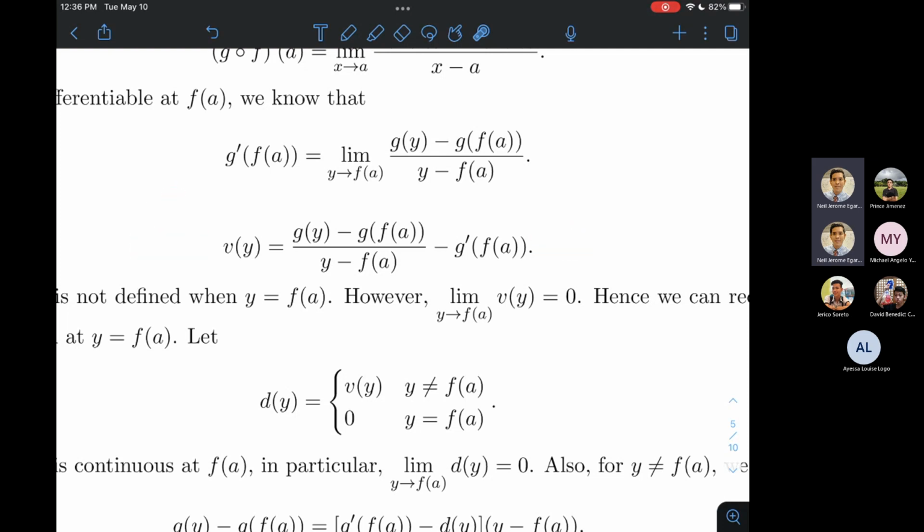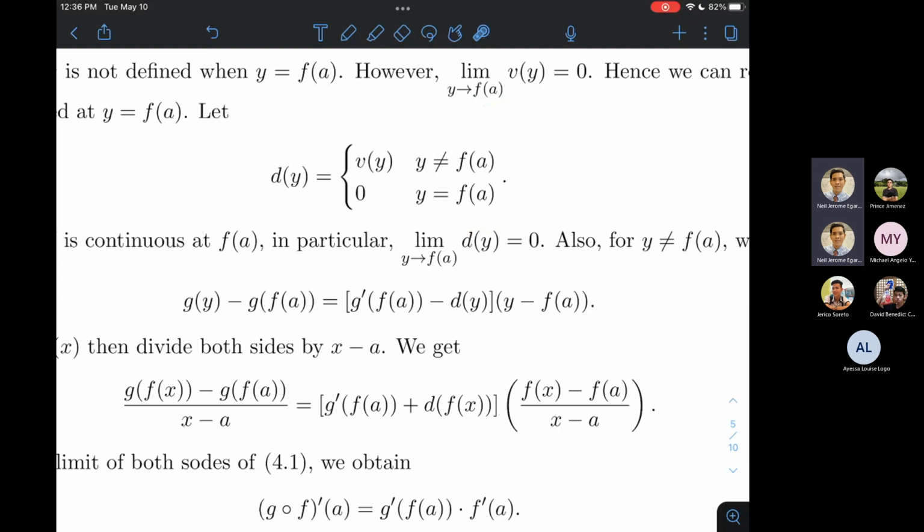But we know that the limit of this as y approaches f of a is equal to 0 in the limit, right? So I can still make it continuous, except I need to define v this way. I purposely have to give it a function value at f of a. And the best choice for the function value that we assign at f of a is whatever the limit is as x approaches f of a. So that in that case, this function v will be continuous.